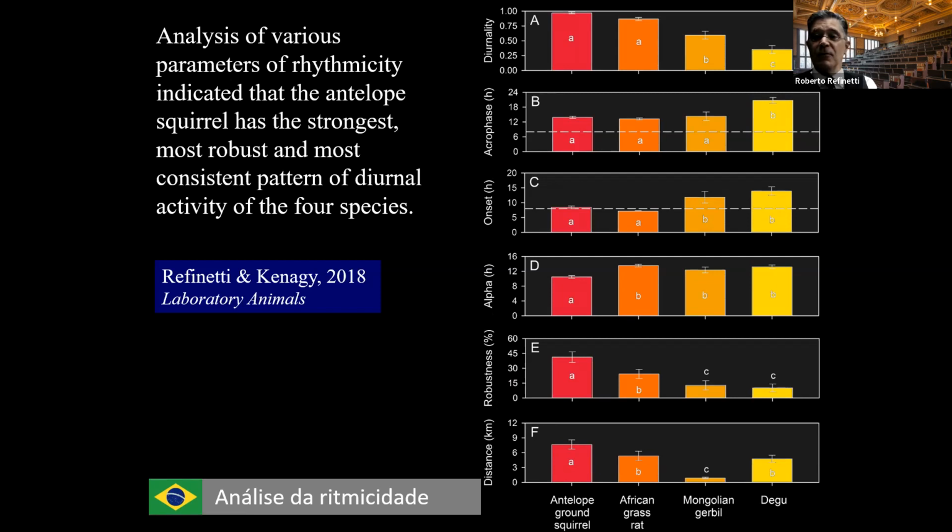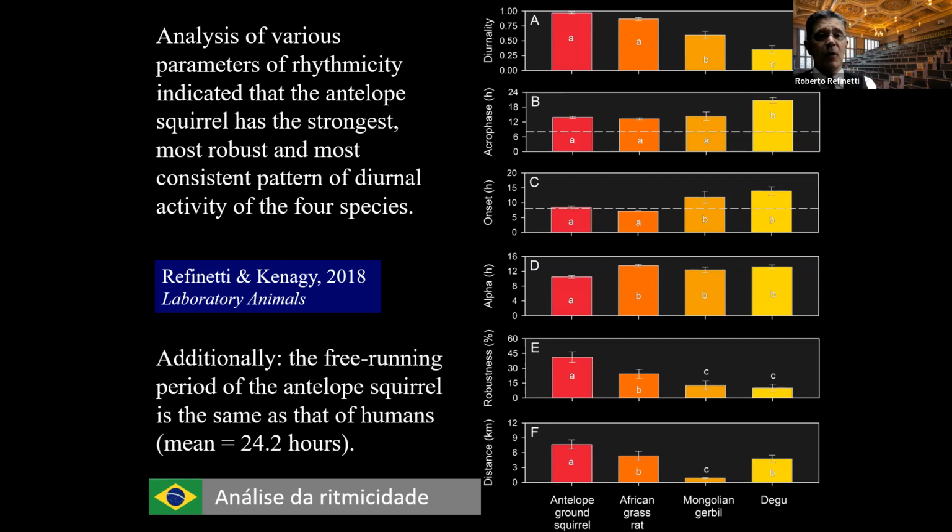Anyway, let's move on. Oh, one more aspect in here. The free running period of the antelope squirrel is the same as that of humans, the average being 24.2 hours. So the internal biological clock runs at the same speed in the antelope ground squirrel as it does in humans. The other animals vary. Some of them are actually shorter than 24 hours, some are longer.